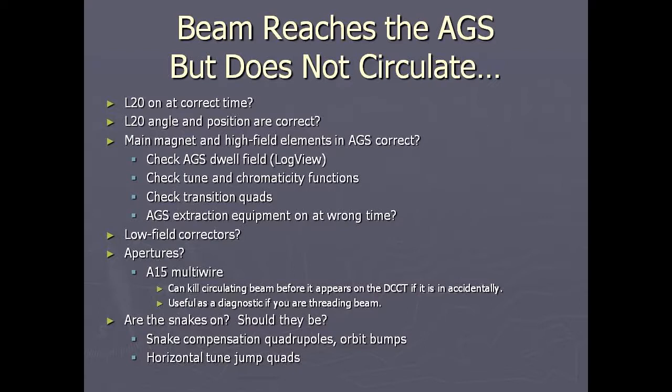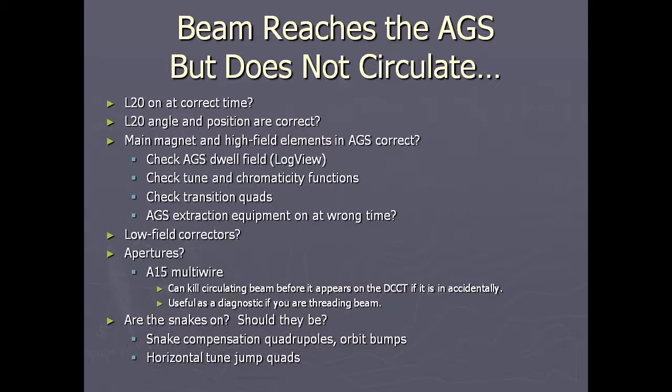The orbit at AGS injection for polarized protons is very sensitive. And so there's a lot of L20 position angle tweaking and L20 septum amplitude tweaking. But almost anything you can do with the septum, you can do with position angle for polarized protons. The dwell field is typically a setup issue or a post-maintenance issue, but that can be checked. If the log view is set up properly, there's a reading for that in log view.